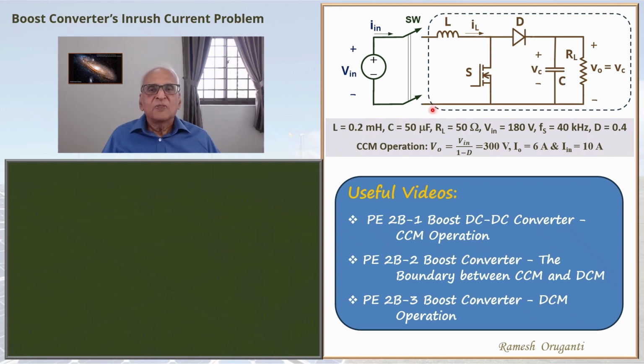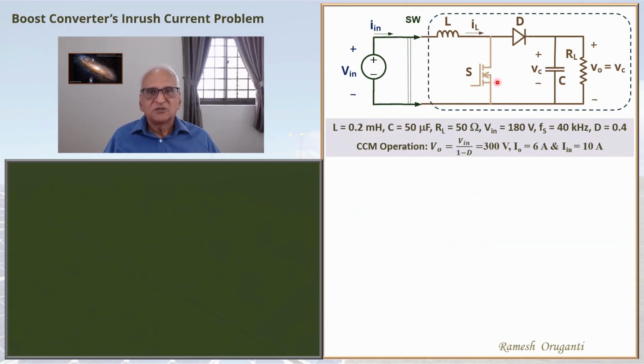Now assume that we are starting this converter. We are not talking of the steady state operation of the converter. We are starting this converter. The switch is off. During this part of the discussion, we are not switching the switch at all. We are just connecting the source to the DC-DC converter.